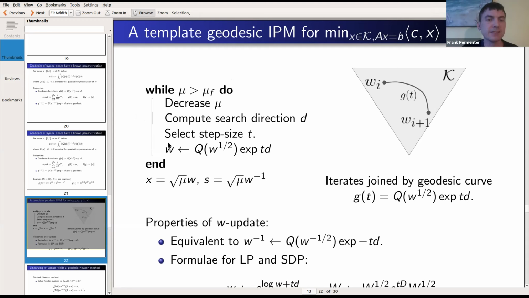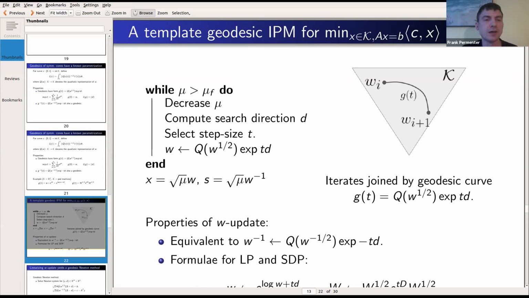Okay, so properties I want to highlight of this geodesic update. This is actually equivalent to updating the inverse using this formula. So this template algorithm is in no way actually giving preference to the parameter w and hence the variable x. It's symmetric with respect to x and s, because again, this update is equivalent to this inverse update. The other thing I want to reemphasize, this update is something that we compute. So for linear programming, it corresponds to just taking a step in log space. And for semidefinite programming, it corresponds to evaluating the matrix exponential and applying a congruence transformation.